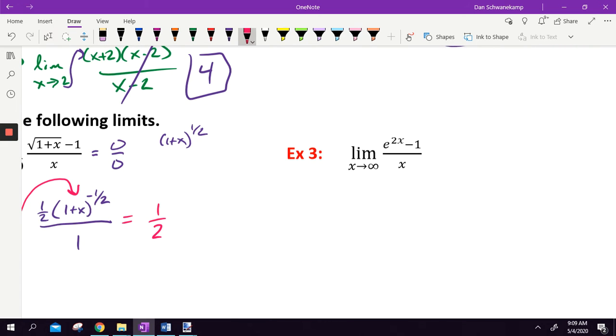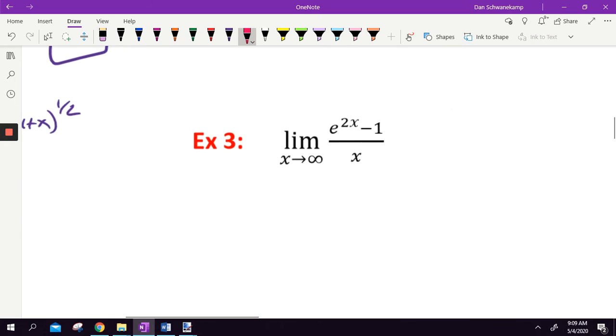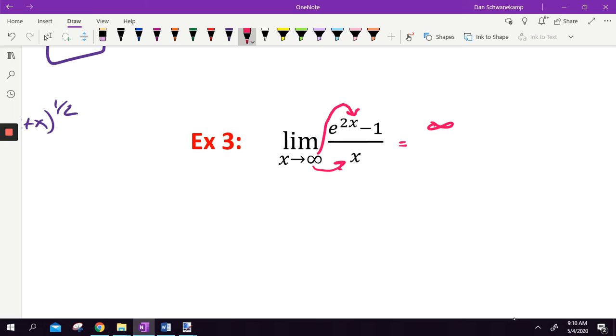Now I'm finding the limit as x approaches infinity. This one's a little less common, but not only is it indeterminate form if we get 0 over 0, but also if we get infinity over infinity. So if I plug in infinity on top, e to the infinity power, that's a giant number minus 1. Oh, that's infinity. If I plug infinity on bottom, infinity, oh, that's infinity.